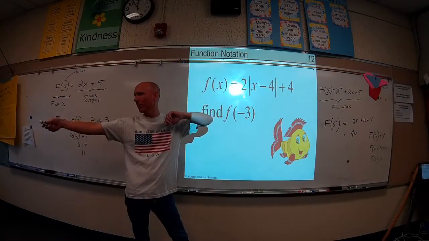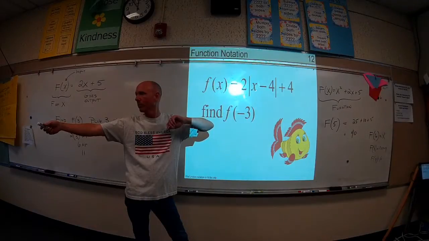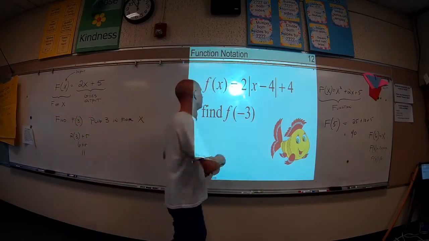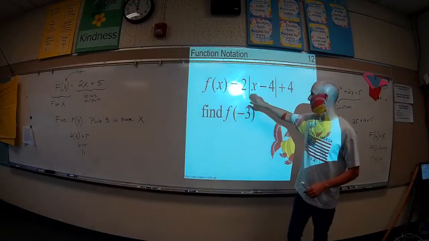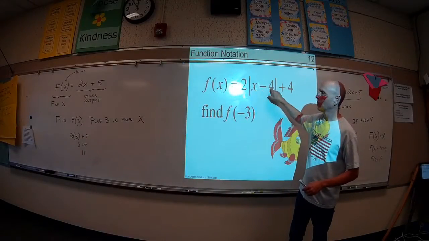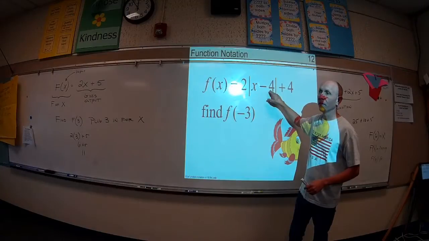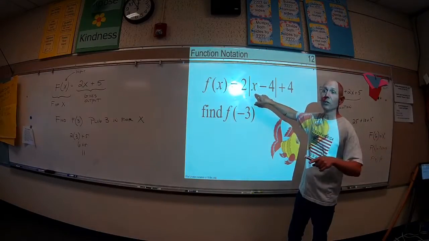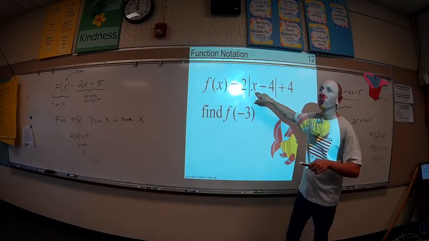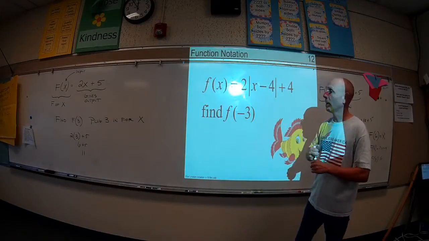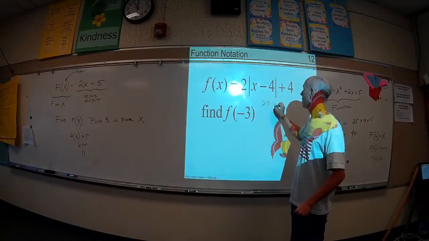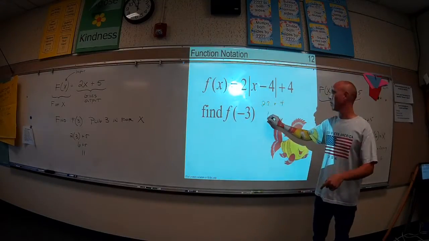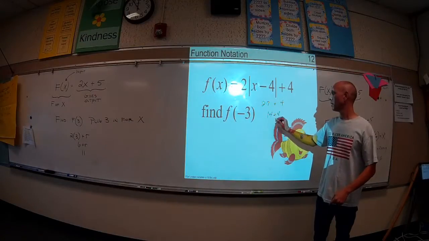Gordon, sit plots. Nico, 2 times 7 plus 4. I'm helping everybody. Nico, ready? Yeah. Here we go. See this -3? Putting it right here. What's -3 minus 4? -7. What's the absolute value of -7? Positive 7. Absolute value makes everything positive. So right now I have 2 times 7 plus 4. 2 times 7? 14. 14 plus 4? 18.